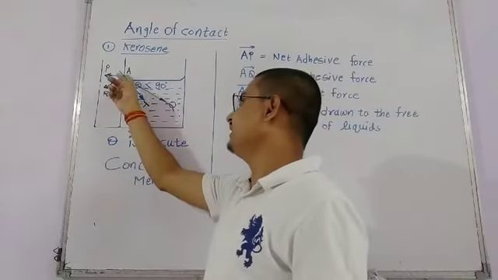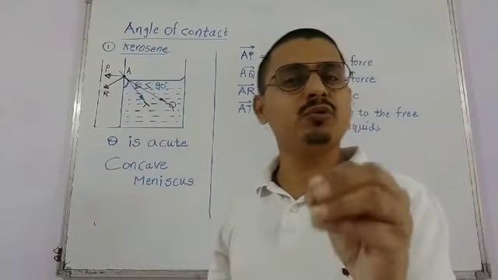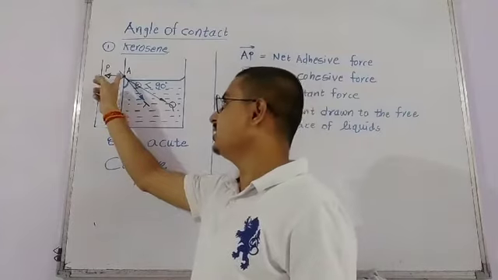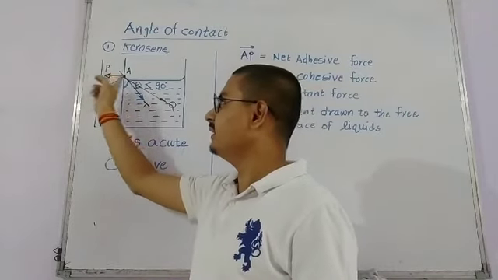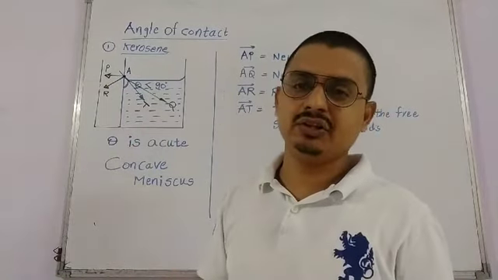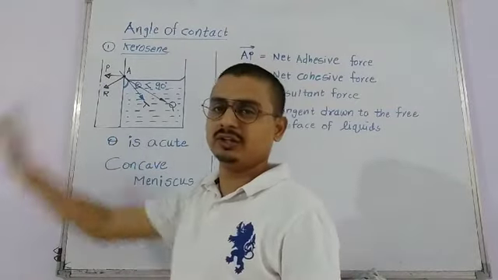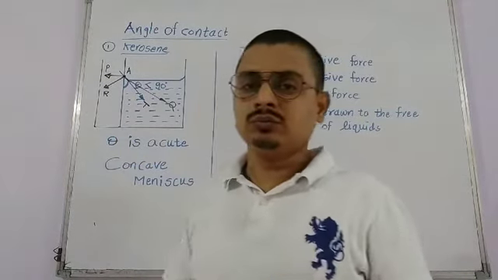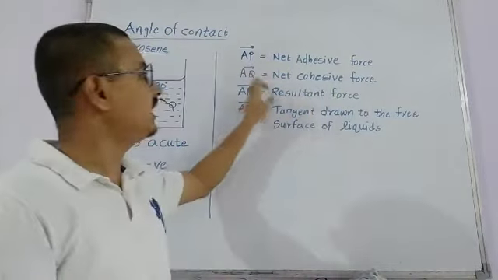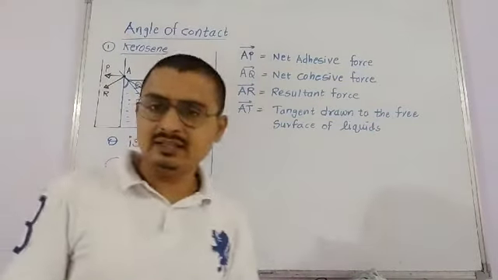So this is the net cohesive force. AQ is the net cohesive force acting on molecule A. Similarly, there will be a net adhesive force AP inside the solid, which is horizontal. We can say the AP bar is horizontal. Now we have noted here that AP is the net adhesive force and AQ is the net cohesive force, and AR is the resultant force.